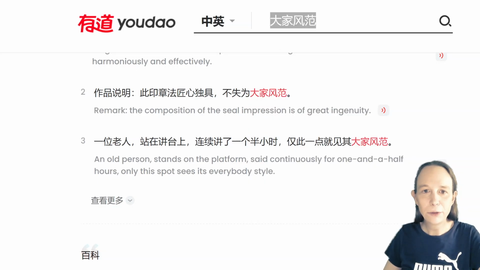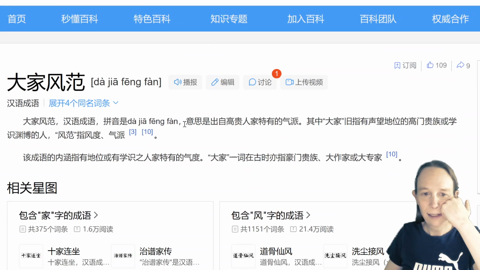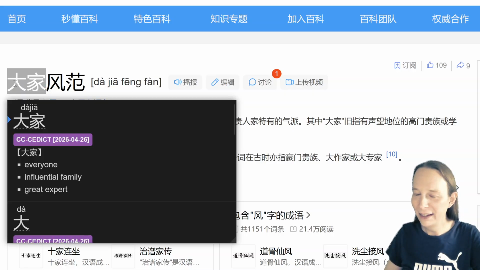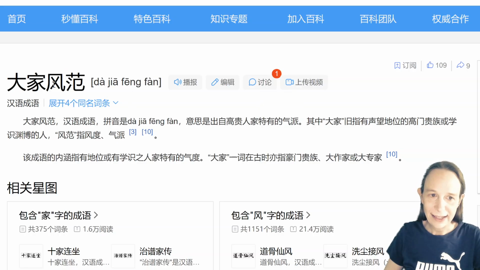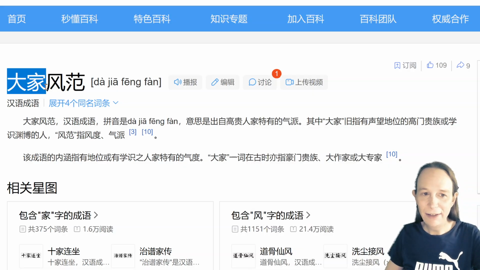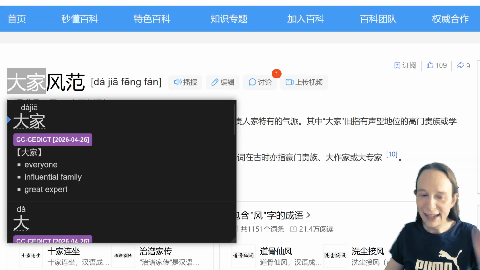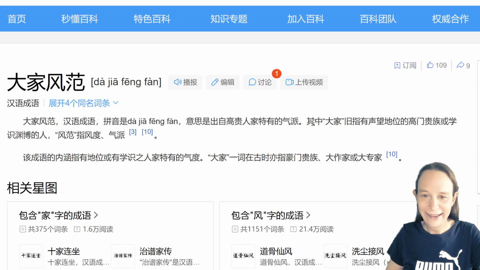It seems like it is an actual word. 大家风范. Doesn't need adding to the dictionary, because if I hover, it's not coming up, so it's not in the dictionary. 意思是出自高贵人家. Oh, okay. 特有的气派. Yeah, so not just their 气派, but their 气派 coming from a great family. So this 大家 is influential, but great nobility. Yeah.